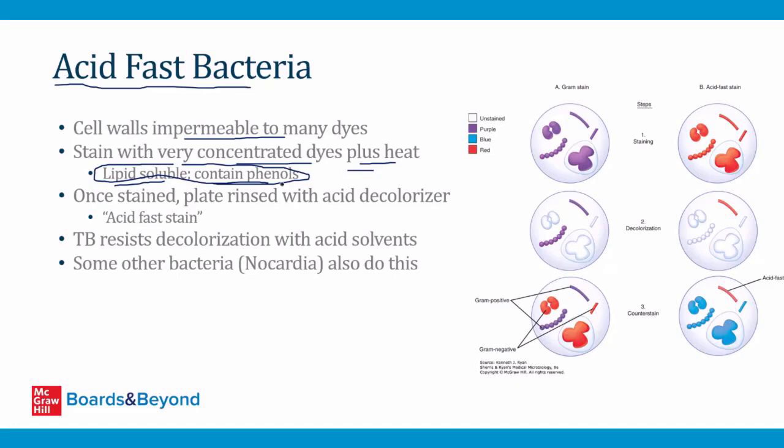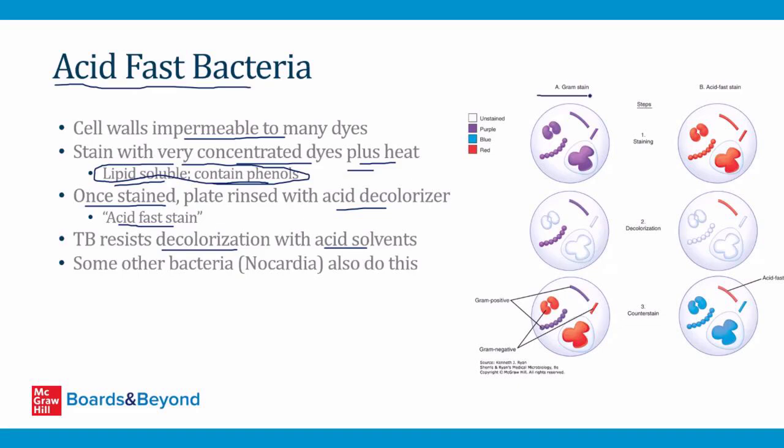up the dye. The way you perform an acid-fast stain is you stain the bacteria with one of these very concentrated dyes, and then you rinse the plate with an acid decolorizer. And this is why these bacteria are called acid-fast. Tuberculosis will resist the decolorization with these acid solvents, and this will allow you to visualize it. So this will make more sense if you look at this little cartoon on the slide here.